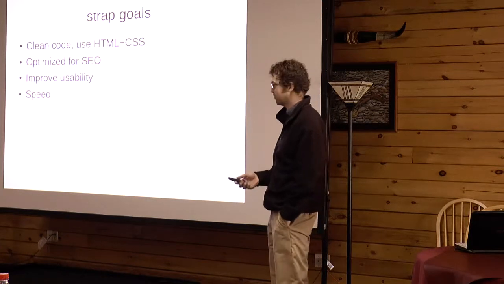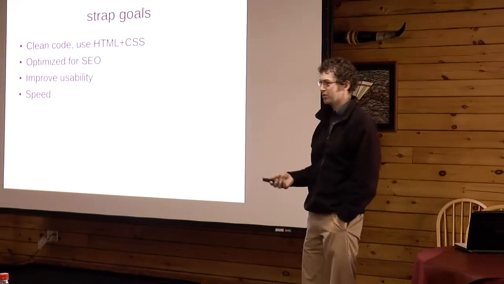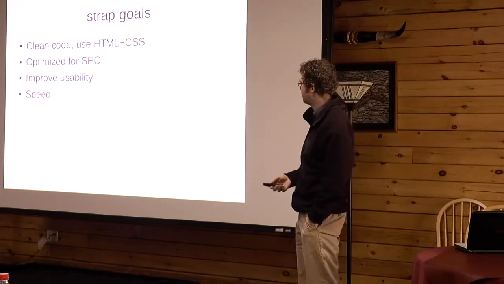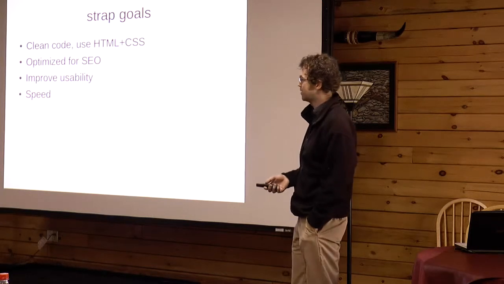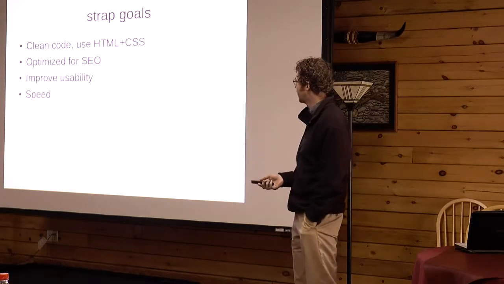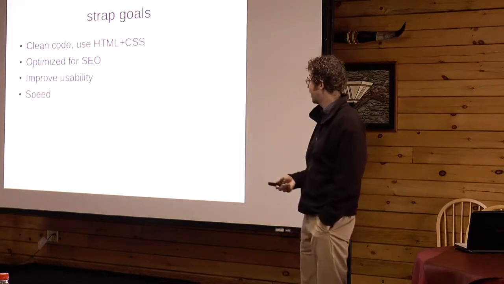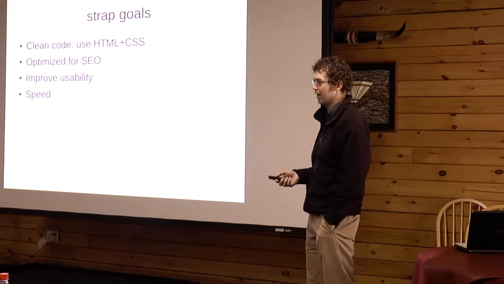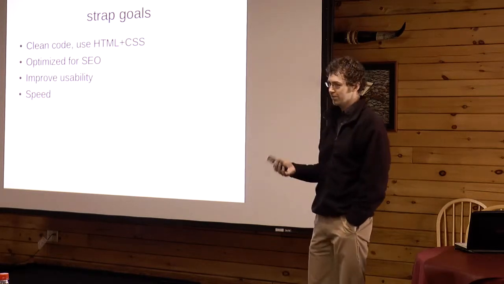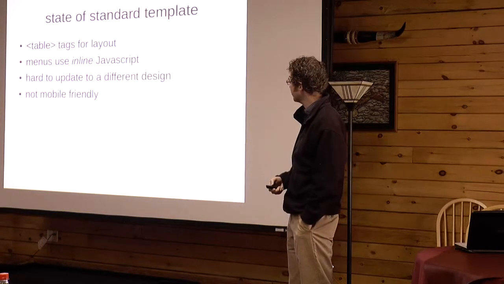So we have a new template for Interchange called Strap, and some of our goals with developing that was to kind of clean up the code some. We wanted to use HTML and CSS as much as possible for the design. We wanted to optimize it for search engine optimization, and we wanted to improve usability, mostly during the checkout process, and then the speed of the site. There were some things we could do to speed that up.